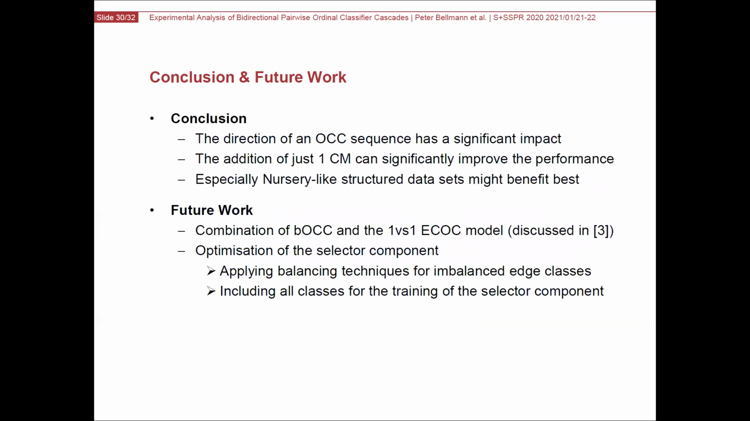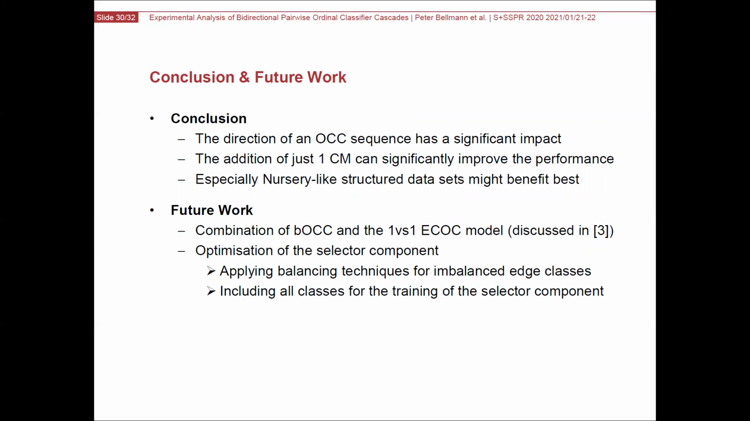To briefly summarize the study, first, the direction of OCC architectures plays an important role with respect to the class-specific architecture outputs. Second, the simple addition of the selector component can significantly improve the classification performance. Especially datasets in which one class constitutes the minority class to both of its neighboring classes might benefit best from the proposed bidirectional approach.